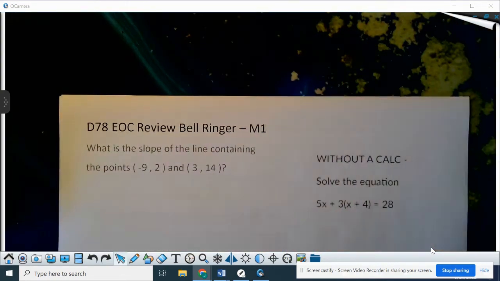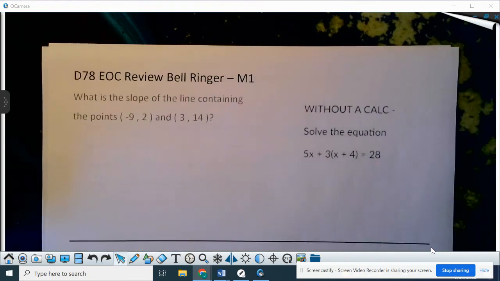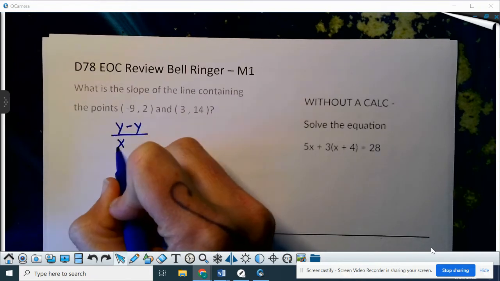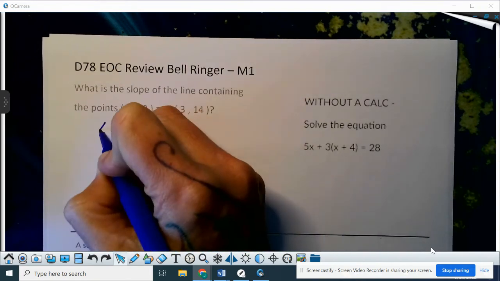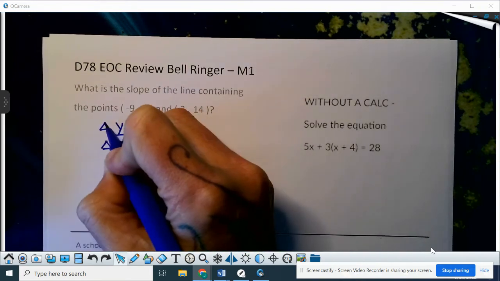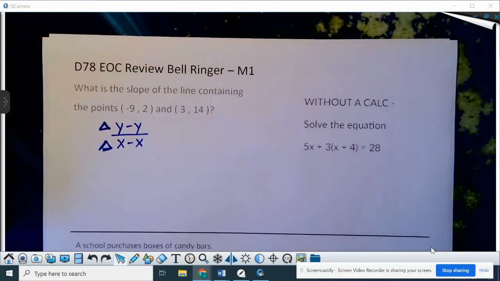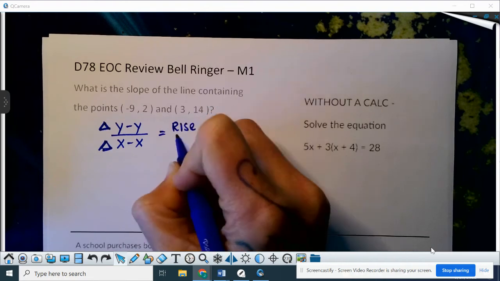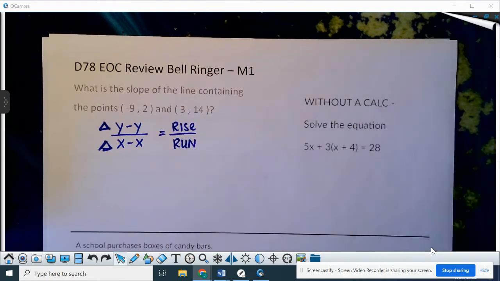All right, for day 78, what is the slope of the line? So slope, remember, is change in y's over the change in x. And you're going to see that maybe like this one day in future math classes. There's a change in y's over the change in x's. And that's your rise over run. You can always graph these points if you don't remember how to algebraically solve for slope and then count it.